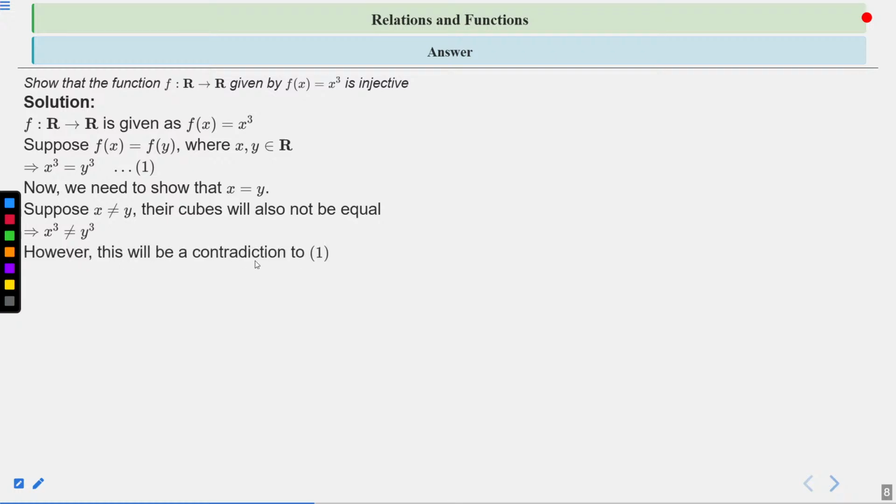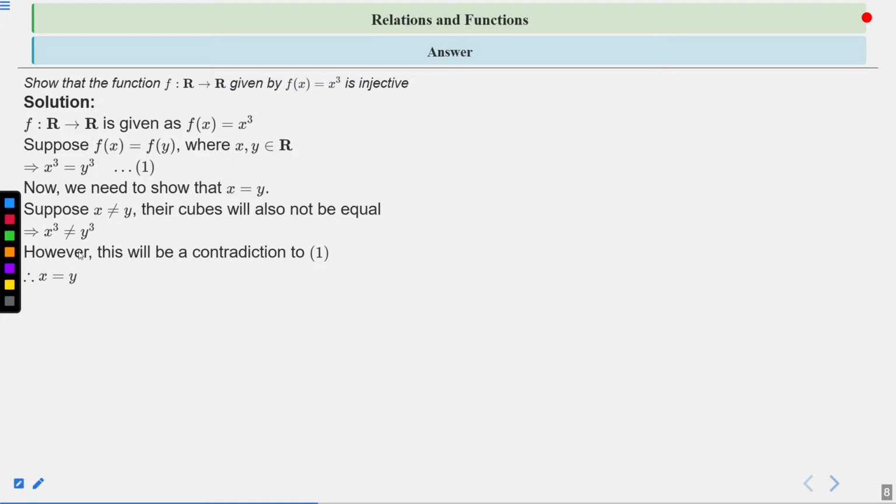However, this will be a contradiction to 1, right? Because we have assumed that x cube is equal to y cube. But by our supposition, we have supposed that x is not equal to y. But when x is not equal to y, then how can x cube be equal to y cube, right? So x cube will not be equal to y cube, but this will be a contradiction to our statement 1, right?